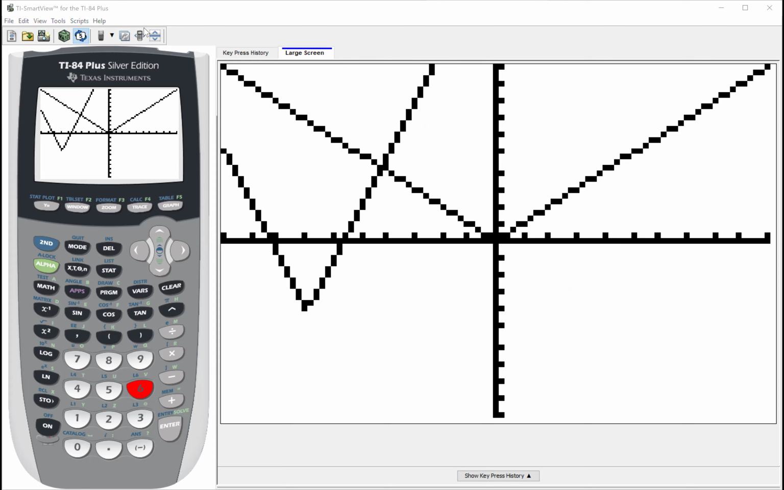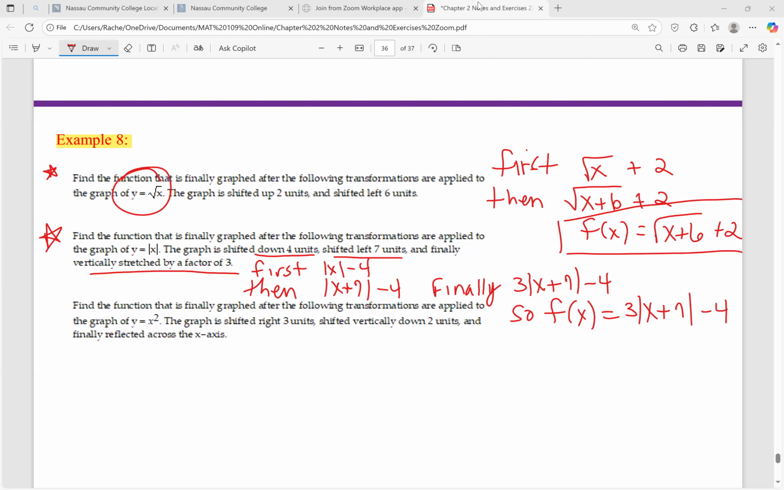And we'll do one more, that last question. So it says, find the function that is finally graphed after the following transformations are applied to the graph of y equals x squared. So the graph is shifted right 3 units, vertically down 2 units, and then finally reflected across the x-axis. So first, the graph is shifted to the right 3 units. So we're going to have x minus 3 squared. So that's going to shift the graph to the right 3 units.